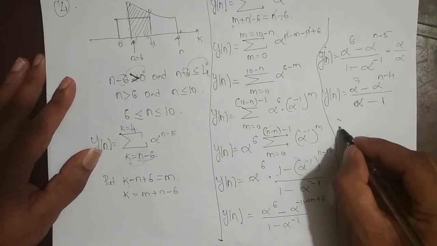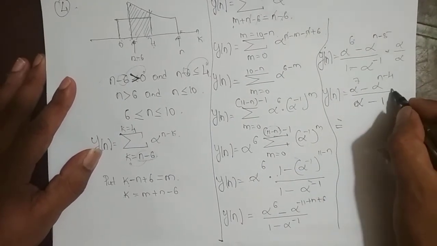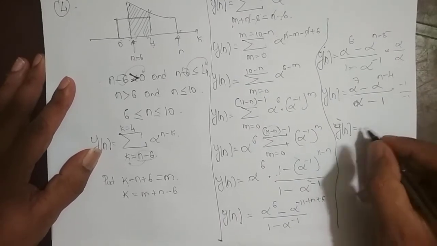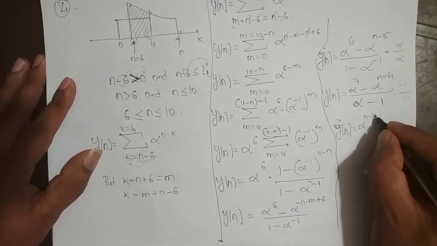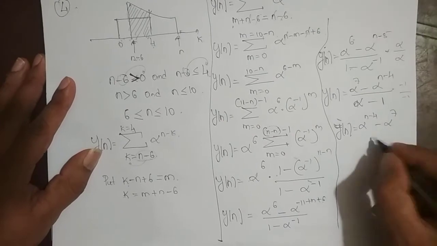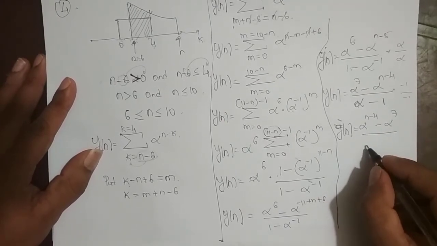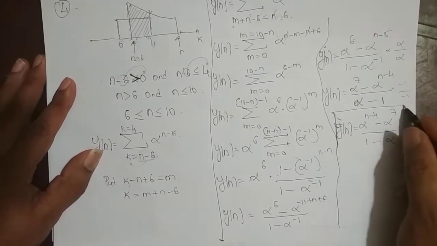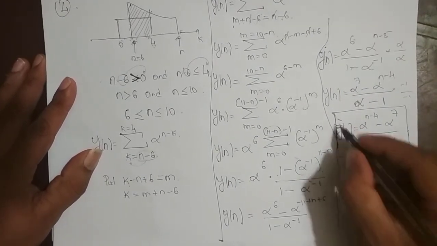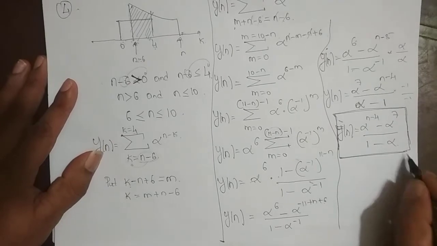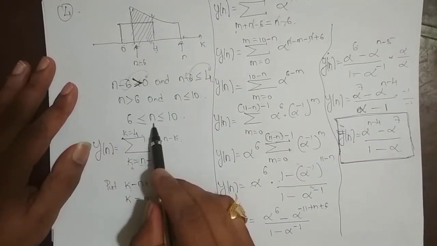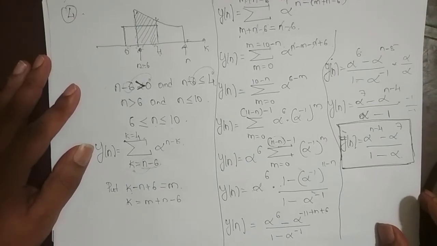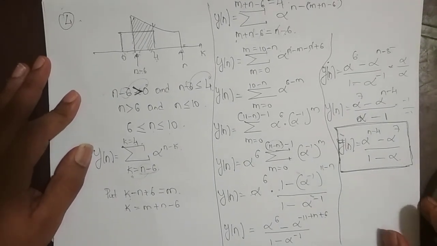Now this is equal to what? I'll just multiply numerator and denominator by minus 1. So y of n becomes alpha power n minus 4 minus alpha power 7 whole divided by 1 minus alpha. So this is the output of a LTI system for n varying from 6 to 10. So this is the case 4 equation for the overlapped region.